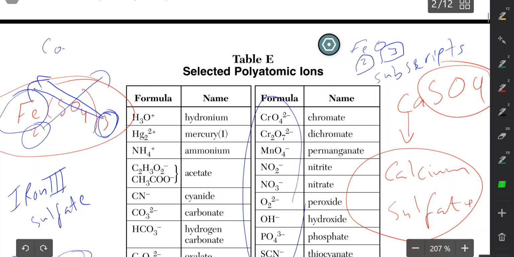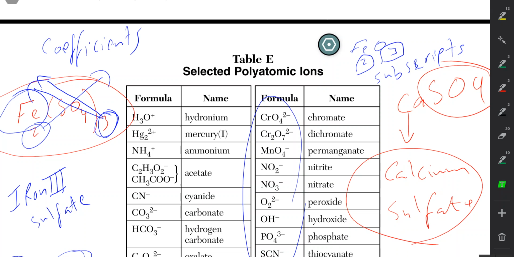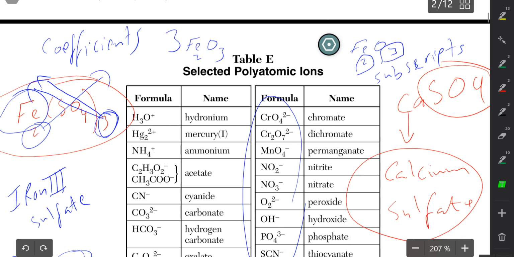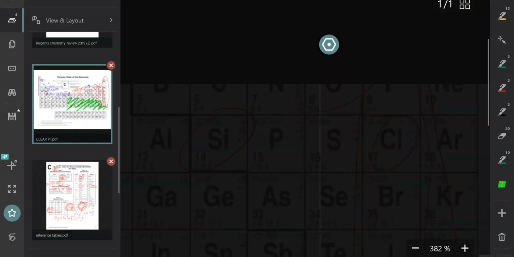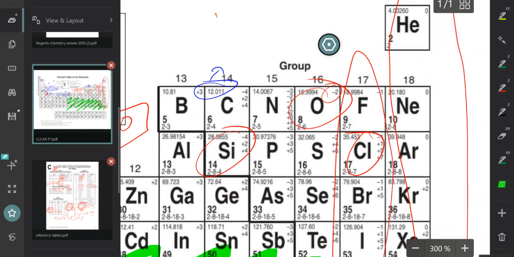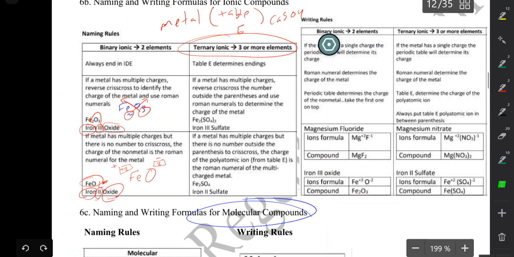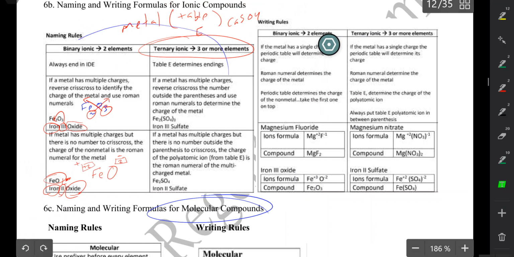And then there are coefficients. Coefficients are actually numbers that go before the entire compound. Let's say you have Fe2O3 and you have a big 3 before the Fe2O3. This tells me that I have 3 of the iron 3 oxide compound. So that tells me the quantity of the compound. I have 3 moles of the iron 3 oxide. Okay? So going back to here. So that's pretty much it for naming ionic compounds.